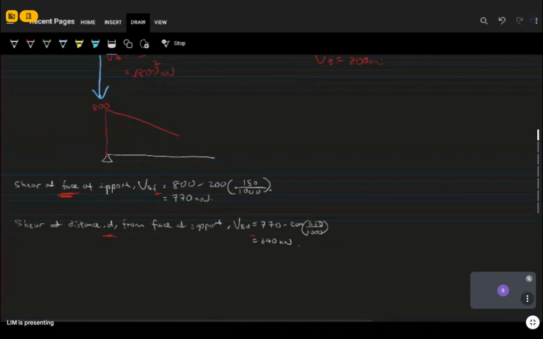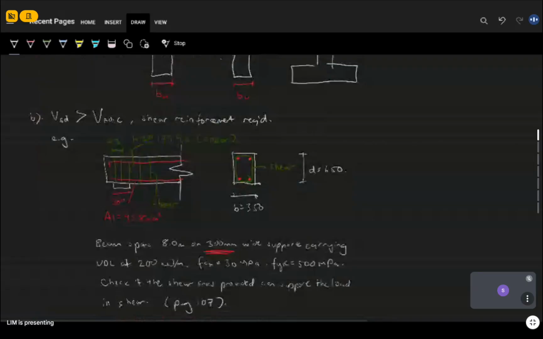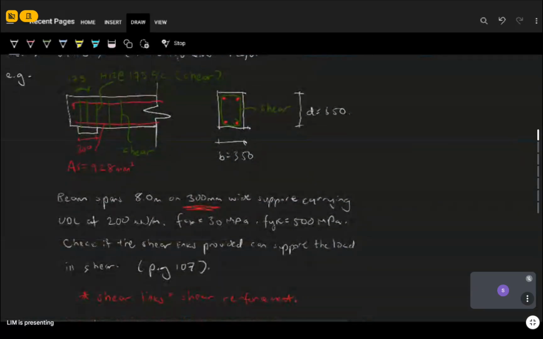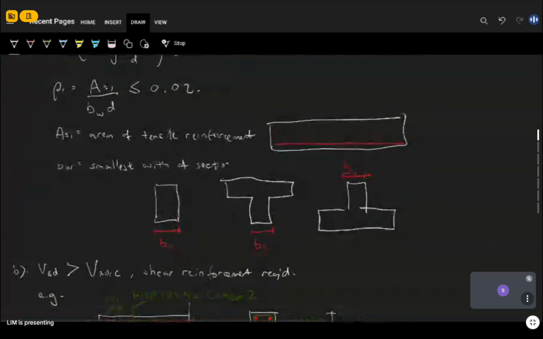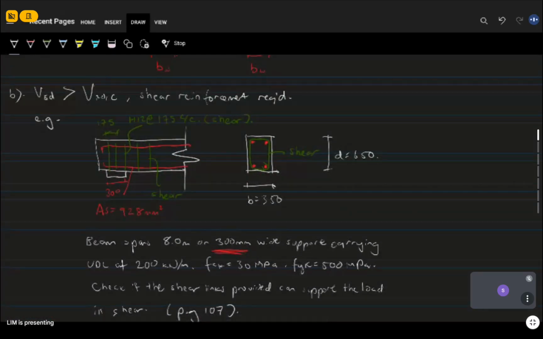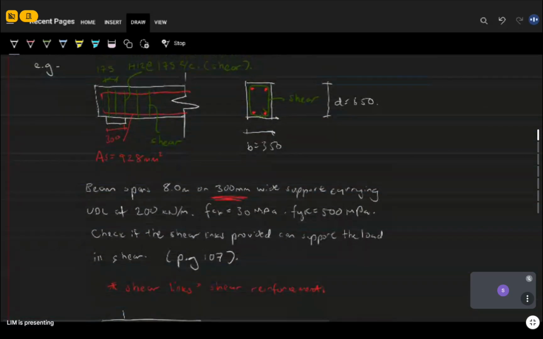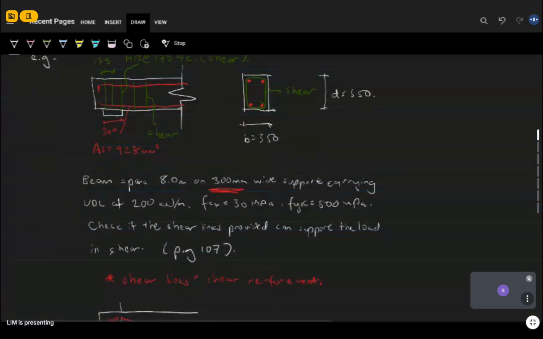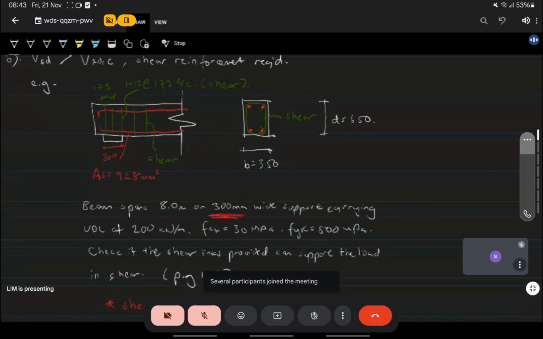So just to recap. Shear design. We started off with this example. In this example, we have a span, we have a beam. We have a beam that spans 8 meters, right? So we have a beam that spans 8 meters.